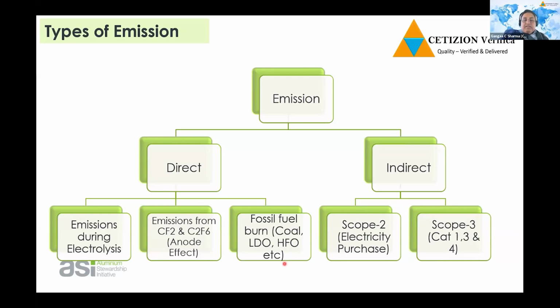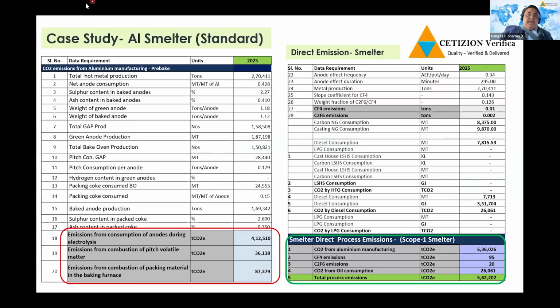On the indirect emission side, there is electricity, either purchased or the company might have their own captive power plant. And then there is scope 3. From the ASI point of view, under scope 3, we are not concerned about all the 15 categories. We are focusing on some major contributing categories, which is purchase of goods, which is the alumina per se, category 3 and category 4.